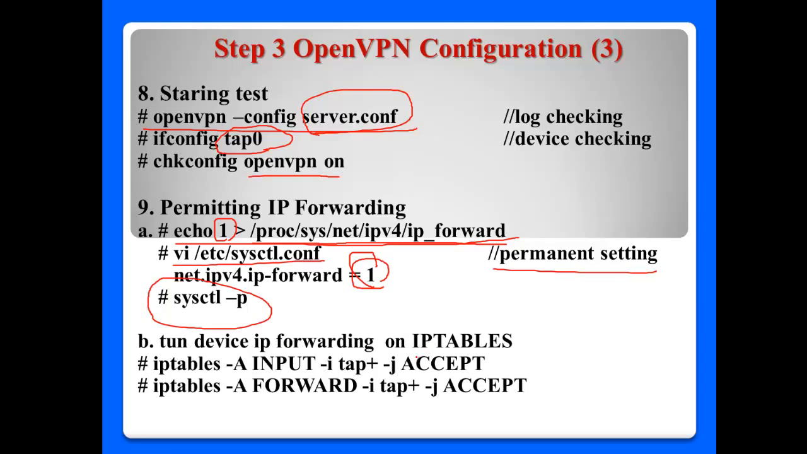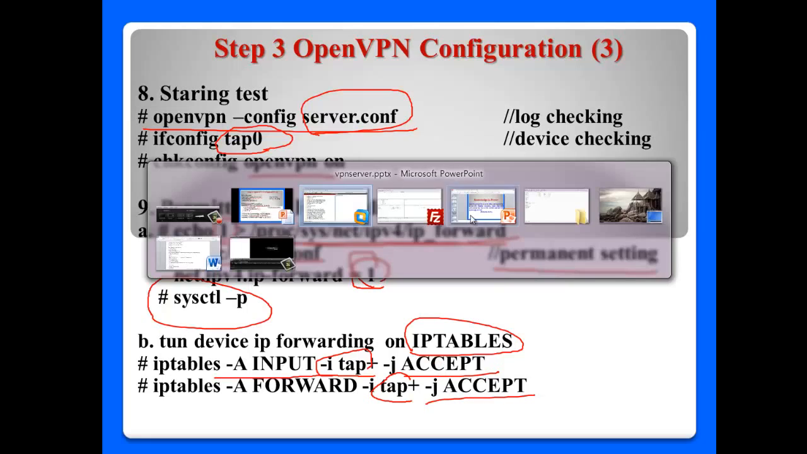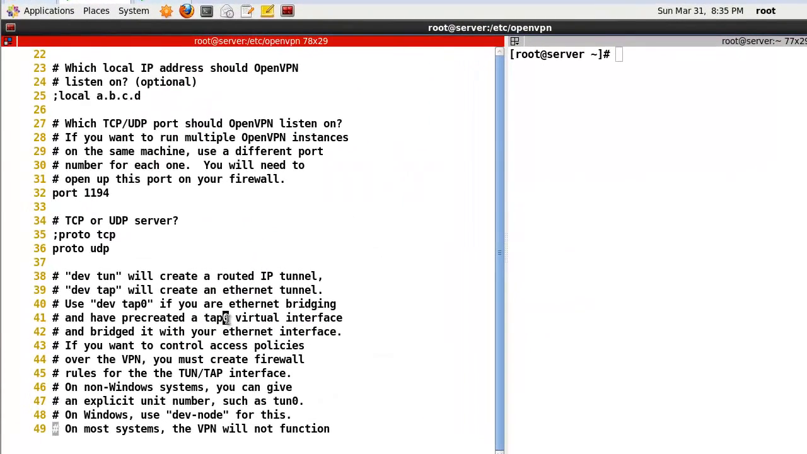Normally, if you are using iptables as a firewall, in this case we need to configure like this. Input, interface name, -j ACCEPT. And the forward also, -j ACCEPT, like this. Then we will finish the server configuration. Okay, then now let's start.